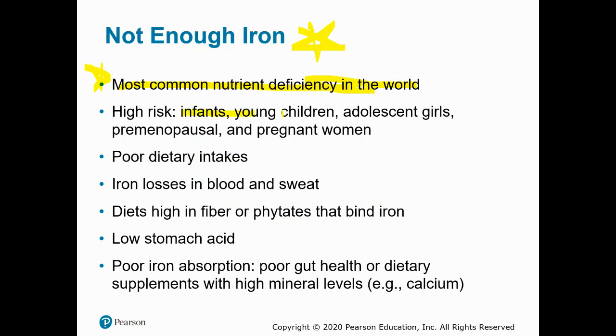People at the highest risk are infants and young children because, again, such a rapid period of growth, so much increased blood production, they can be more at risk of not getting enough iron to meet the needs. But then you'll also see, and forgive me, I didn't change these wordings, adolescent females, premenopausal, and pregnant females. So again, these are all periods of greatly increased blood production and blood needs.